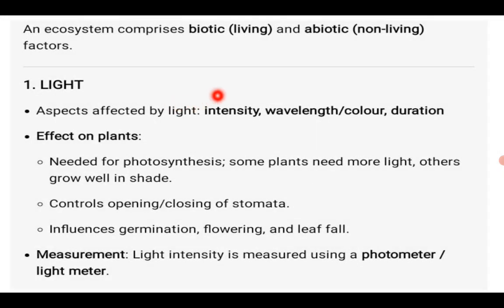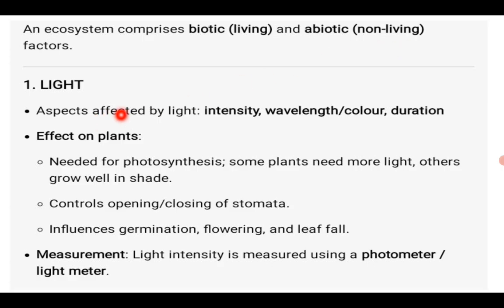So an ecosystem comprises of two components, namely biotic, which are living organisms, and abiotic, non-living factors. So the two major components of an ecosystem are living components and non-living components. The living part is called biotic. The non-living part is called abiotic.